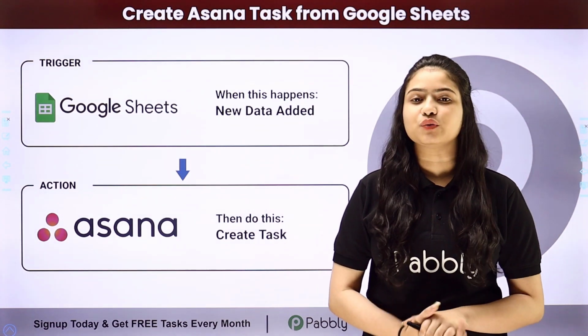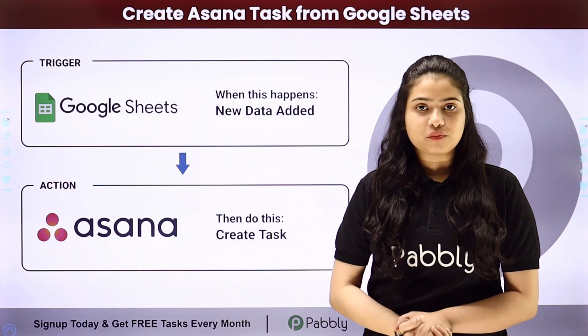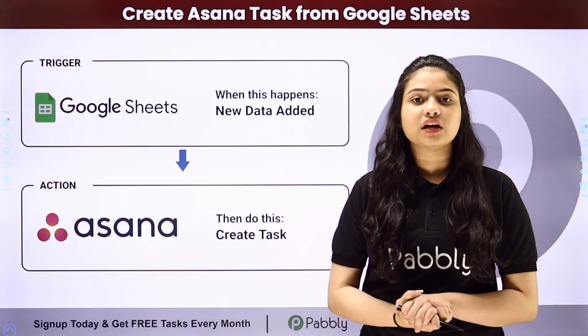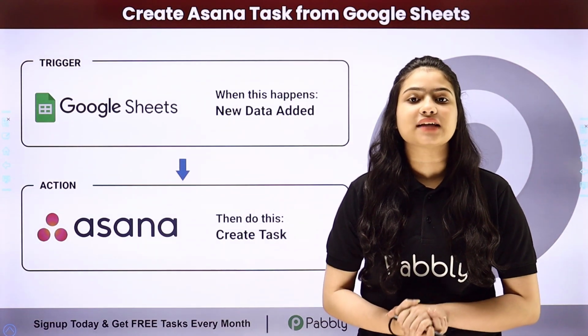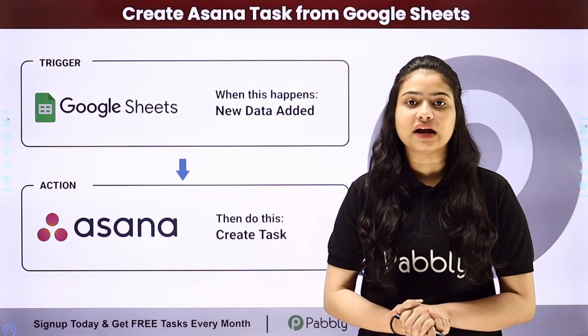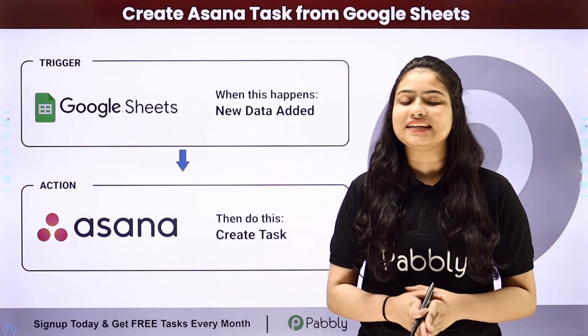In this video, we are going to learn how to create Asana tasks from Google Sheets. Here, my objective is that as soon as new data is added in my Google Sheets related to a task, automatically by using that same response, a new task should be created in my Asana account. So how are we going to automate this entire process?